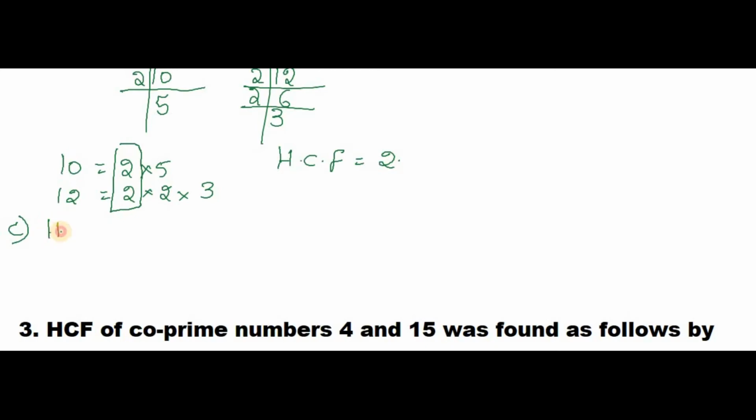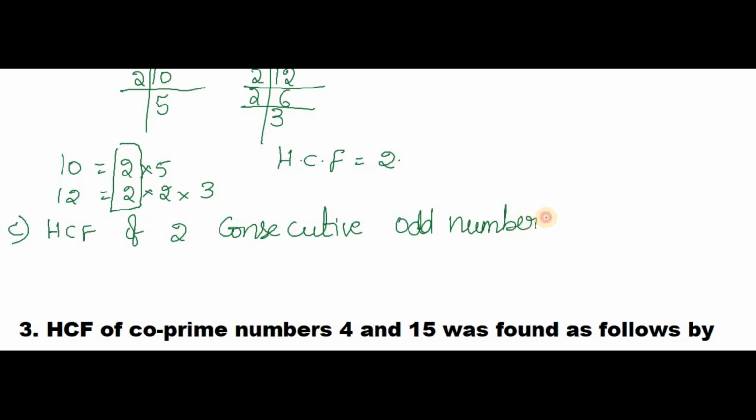Now in the same way, the HCF of two consecutive odd numbers, because we already know that the divisibility rule of 2 is that all the even numbers are divisible by 2. So here I am taking the two consecutive odd numbers 3 and 5, or you can go for 9 and 11 also. I just consider 3 and 5.